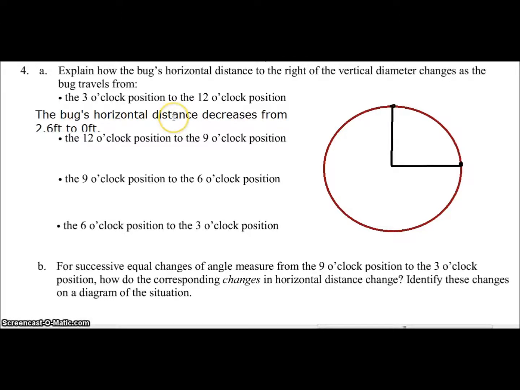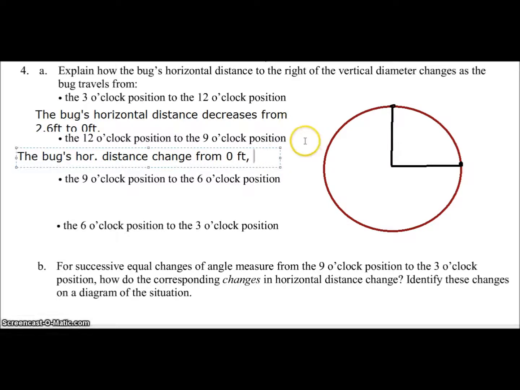So the bug's horizontal distance decreases from 2.6 feet to 0 feet. Then if we go from 12 to 9, notice that we start at 0, so the bug's horizontal distance is going to change from 0 feet, and then we are 2.6 feet away from the vertical when we're at this position right here.